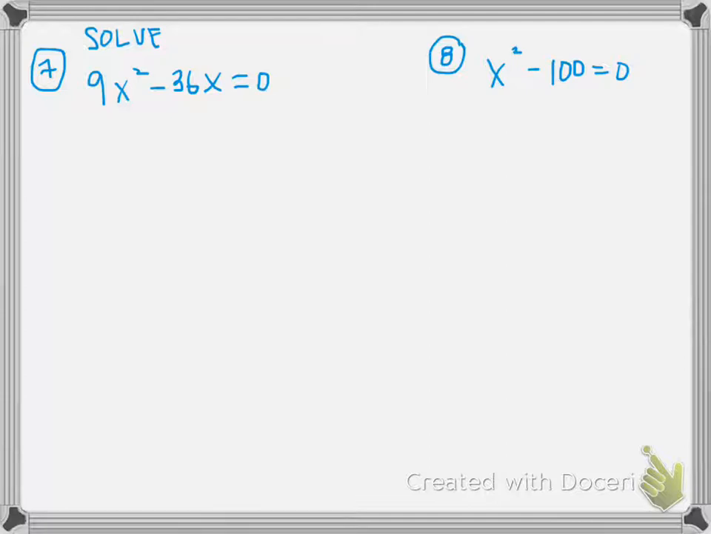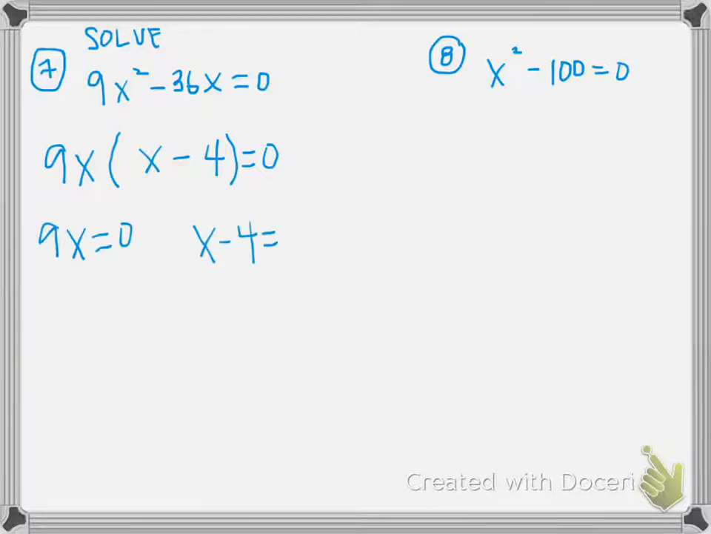What about here? We've got 9x squared minus 3x is equal to 0. So I need to factor first. Can I factor out an x? And can I factor out a 9? So I could take out a 9 and an x, and I would be left with x minus, not 6, sorry, crazy, 4. So you would set 9x equal to 0, and you would set x minus 4 equal to 0. So x would be equal to 0, and x would be equal to 4.